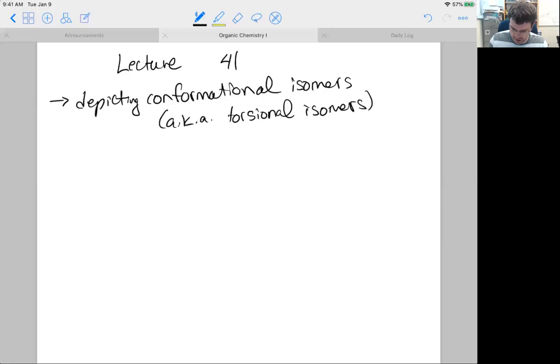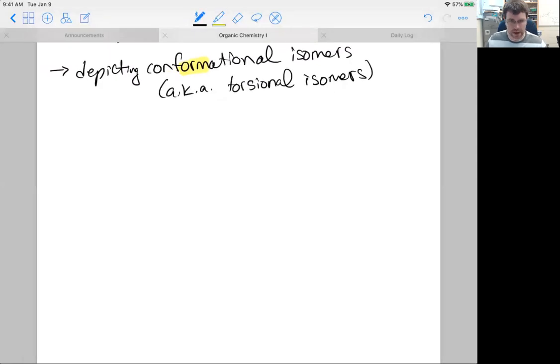And if you notice, for those of us that like the details, it's conformational isomer, not conformational isomer. Okay, so I did spell that correctly there, but whatever. Let's get back to the chemistry.